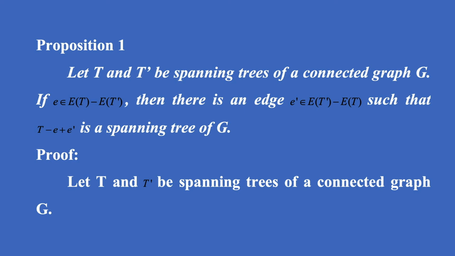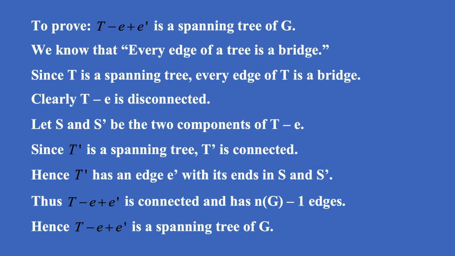The proof: let T and T' be spanning trees of a connected graph G. To prove that T minus e plus e' is a spanning tree of G, we know that every edge of a tree is a bridge. Since T is a spanning tree, every edge of T is a bridge. Clearly, T minus e is disconnected. Let S and S' be the two components of T minus e.